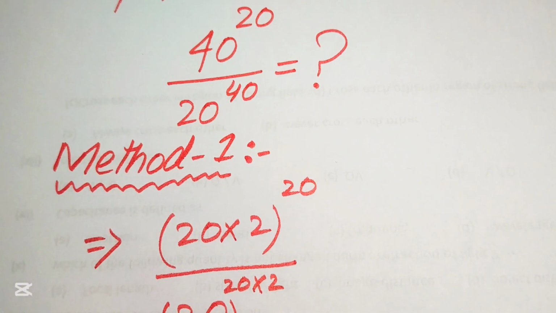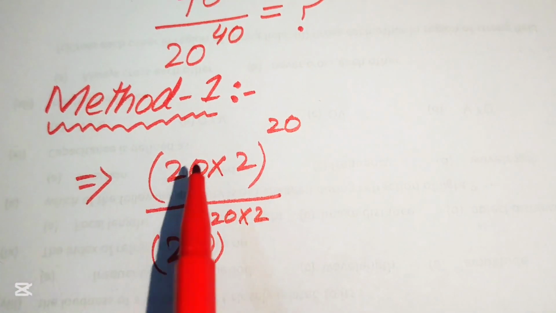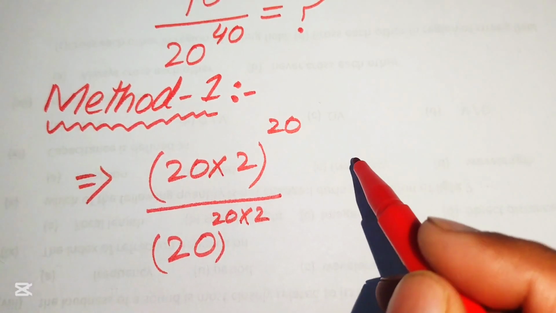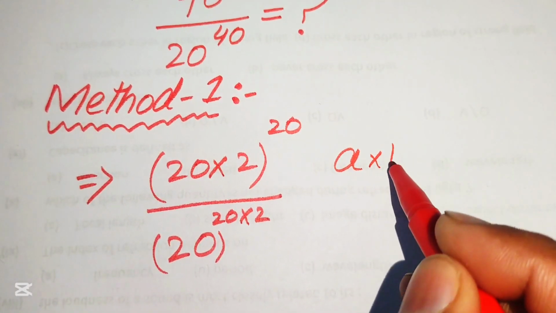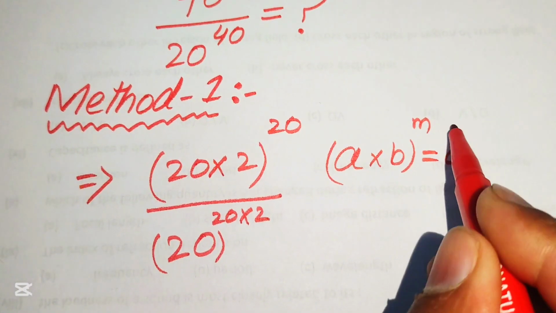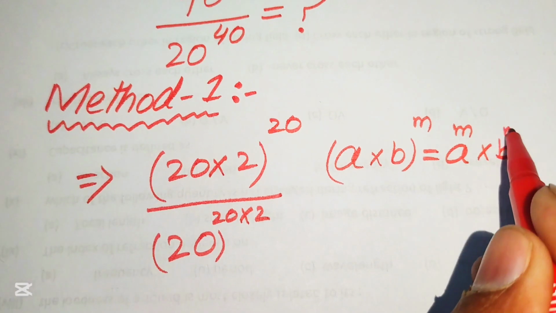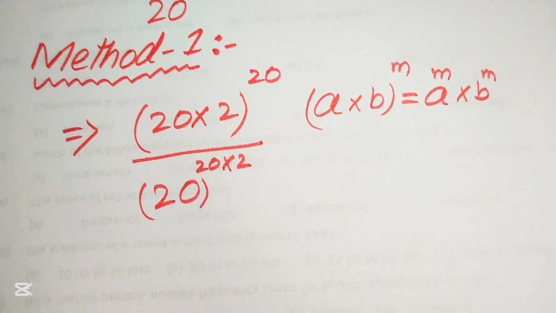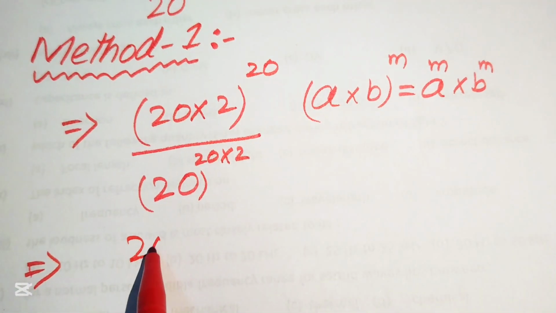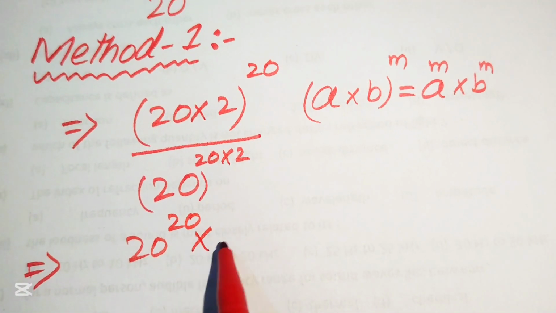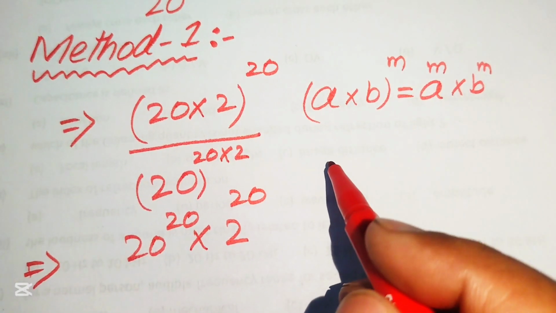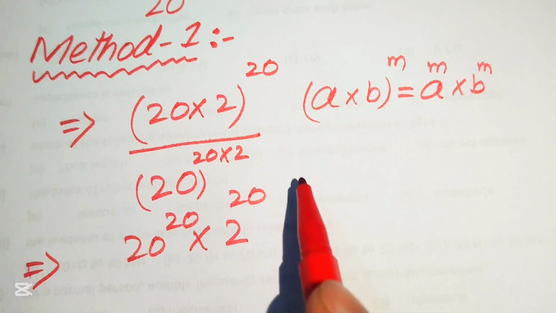So here we break the 40 in the numerator and denominator, and at the last we need the exponent laws. You know that if we have a multiplied by b and its exponent is m, it equals a to the power of m multiplied by b to the power of m. According to this exponent law, we write our numerator term as 20 to the power of 20 multiplied by 2 to the power of 20, and after that we have another exponent law.